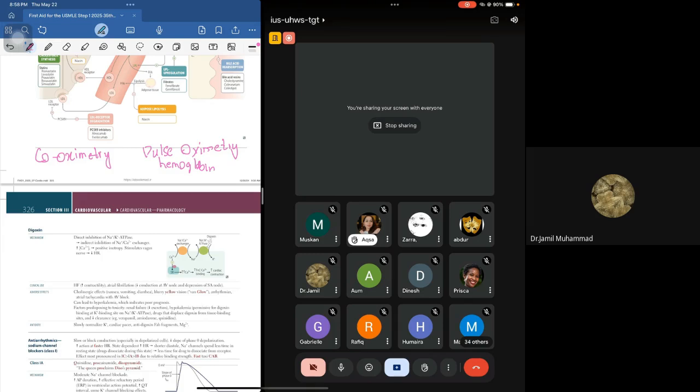But what is co-oximetry? Co-oximetry measures other things as well, right? It is going to measure carboxyhemoglobin, deoxygenated hemoglobin, and methemoglobin as well. So basically, pulse oximetry is measuring how much hemoglobin is attached to something. It's very simple, right?